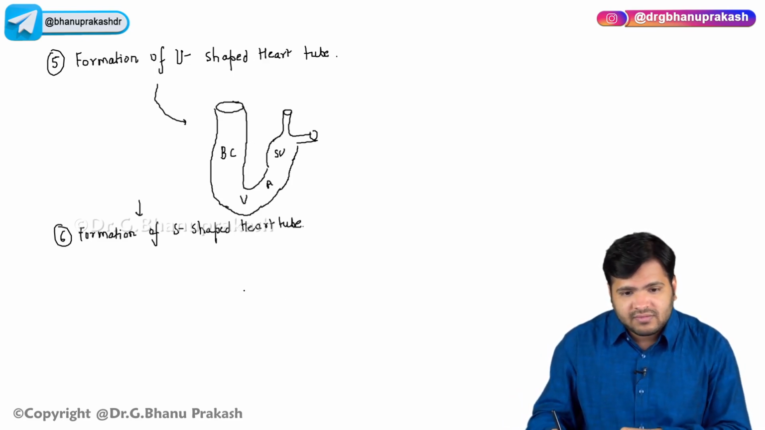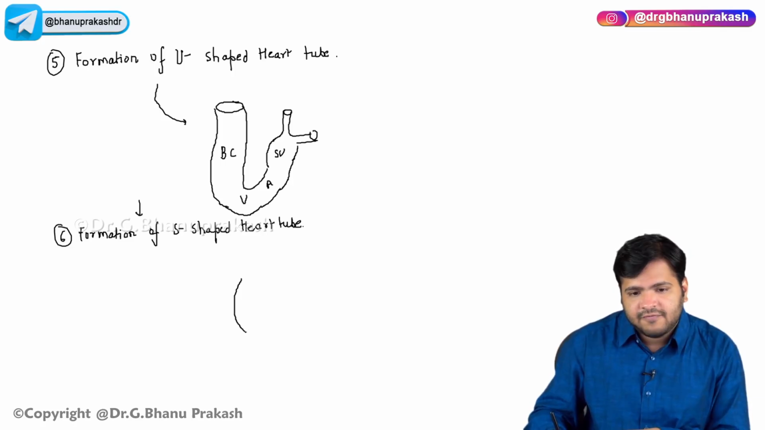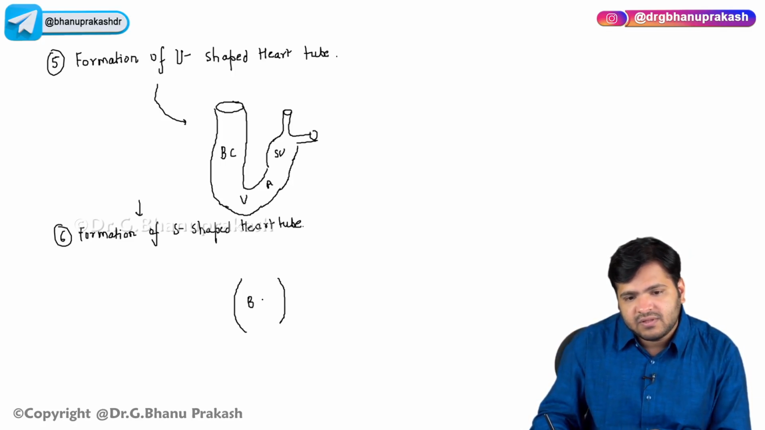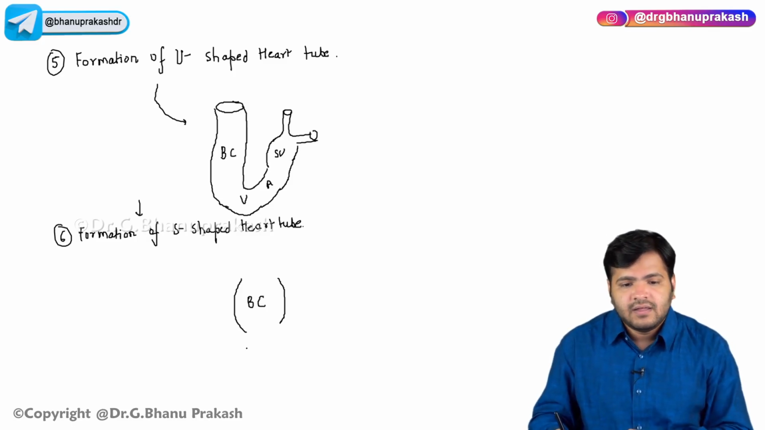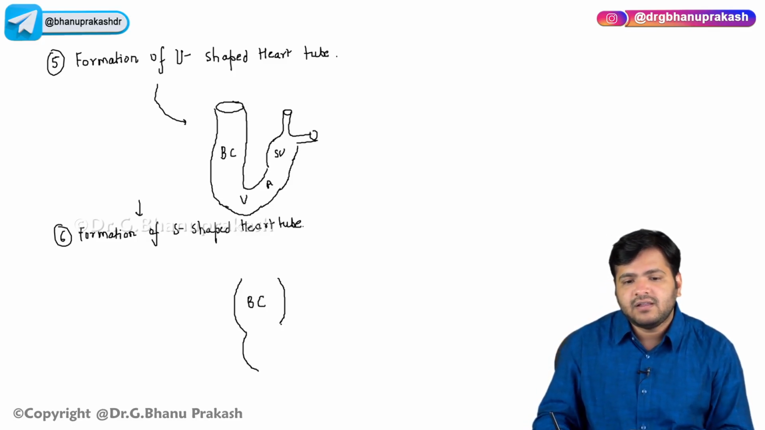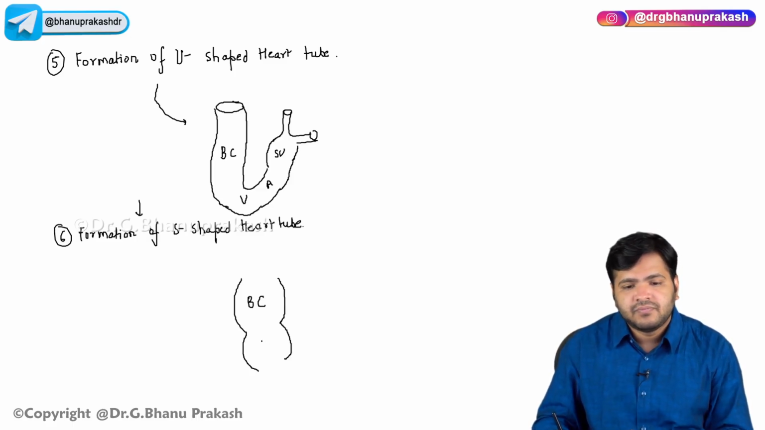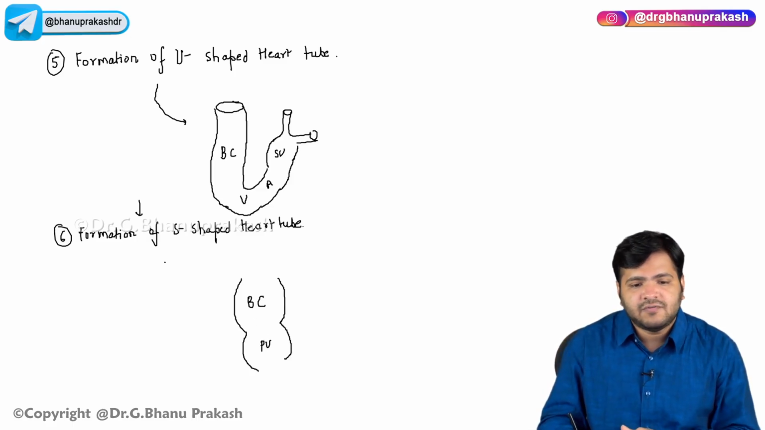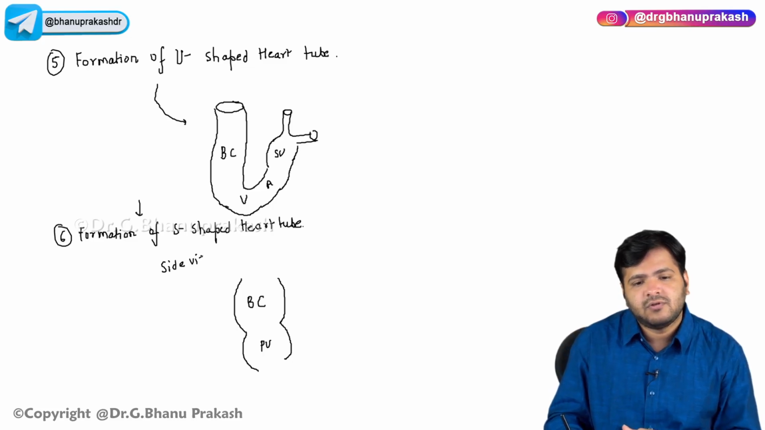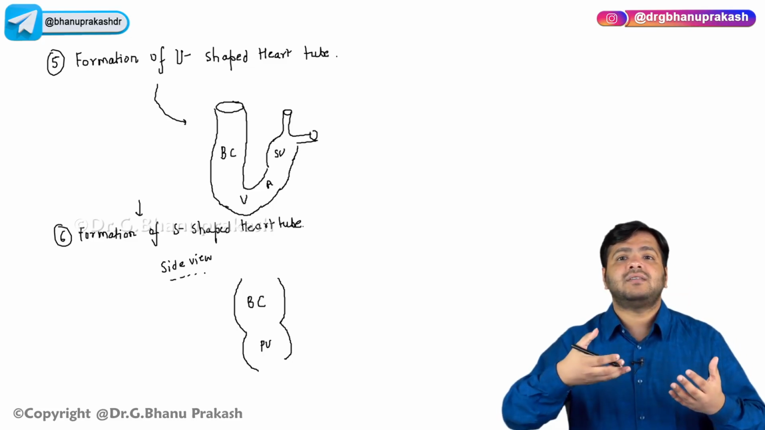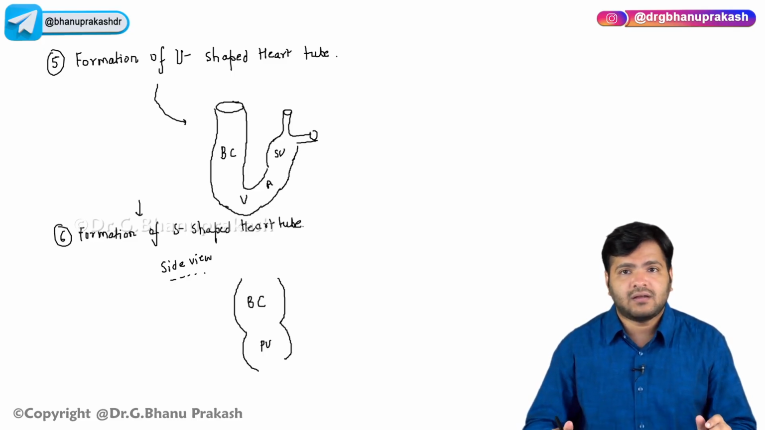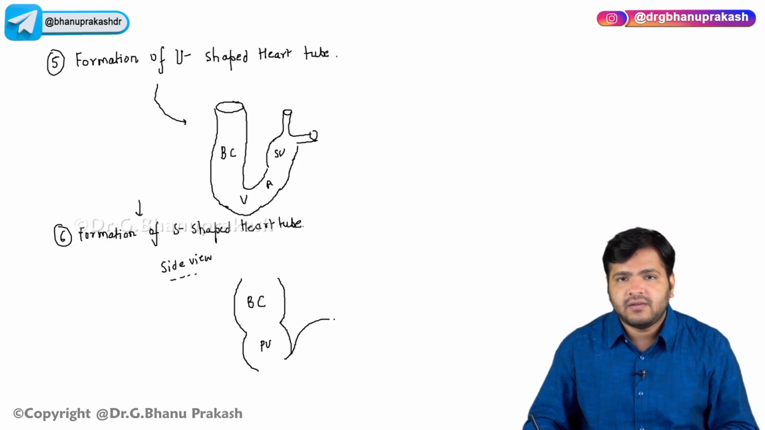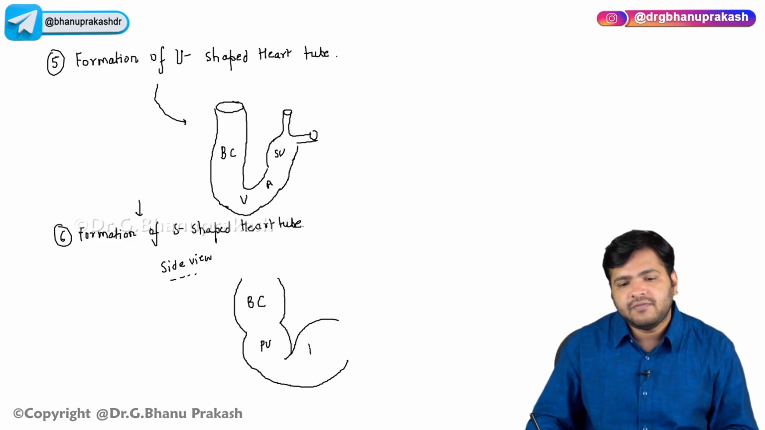Now the bulbus cordis will lie in front. Let us suppose this is the bulbus cordis. It will lie in front. Then we have this primitive ventricle. I'm just trying to show the side view first, how it will look from the side. This atrium and sinus venosus will be completely shifted to the back.